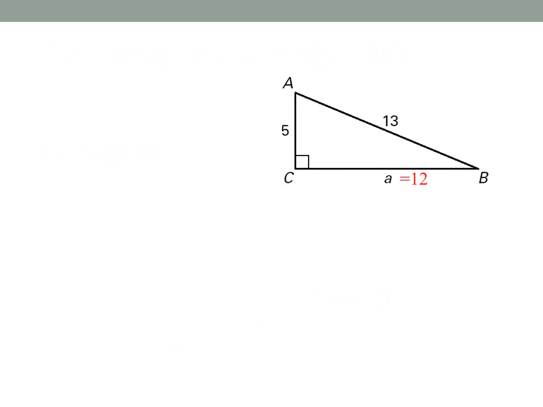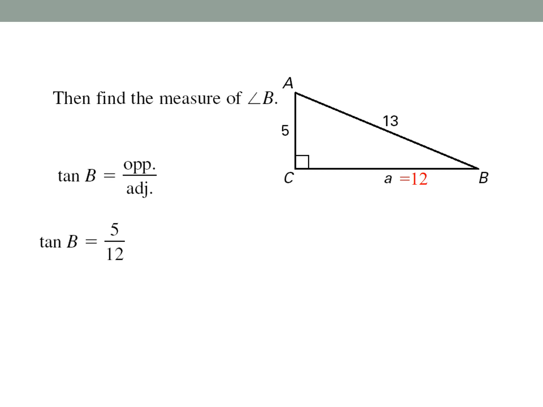Then we are going to find the measure angle B. As you know, BC is adjacent of angle B, which is 12, and AC is opposite of angle B, which is 5. Then we are going to use tan. Tan B equals opposite over adjacent. By substituting, tan B equals 5 over 12. The measure angle B equals tan inverse of 5 over 12, which approximately equals 22.62.